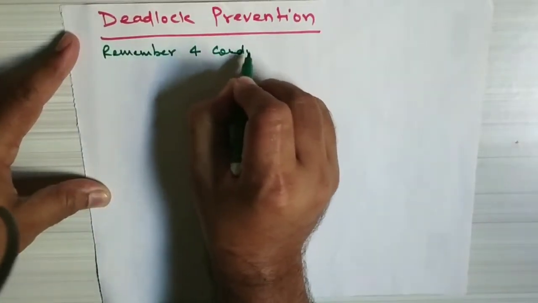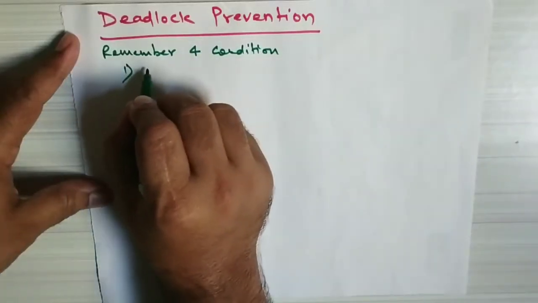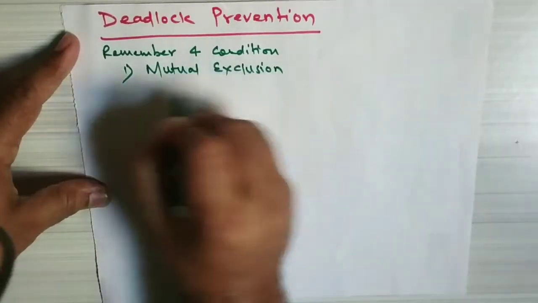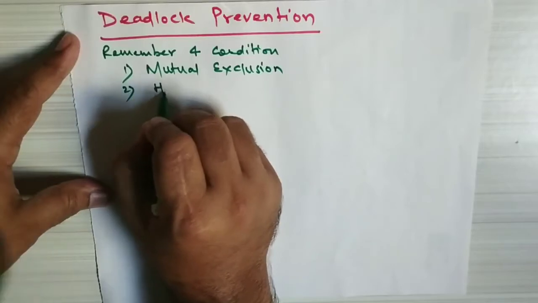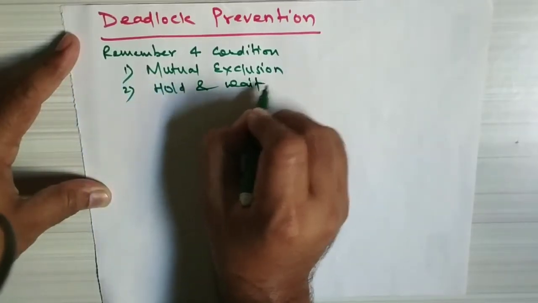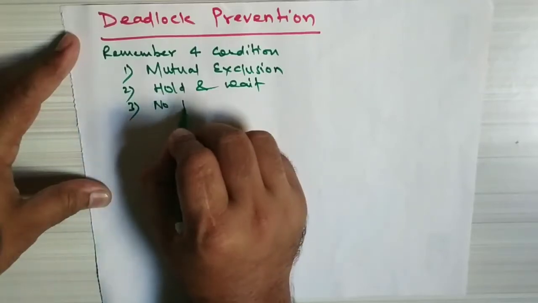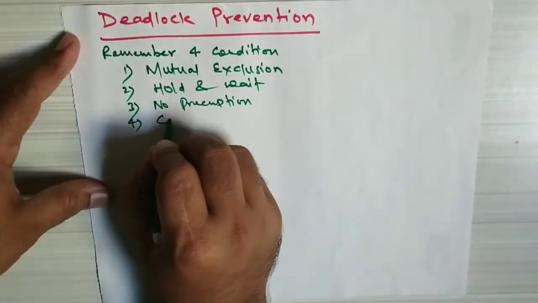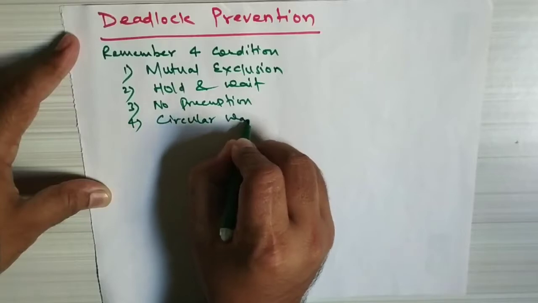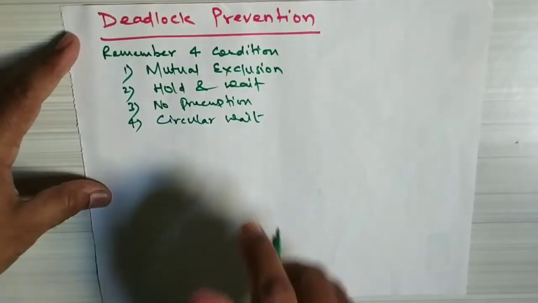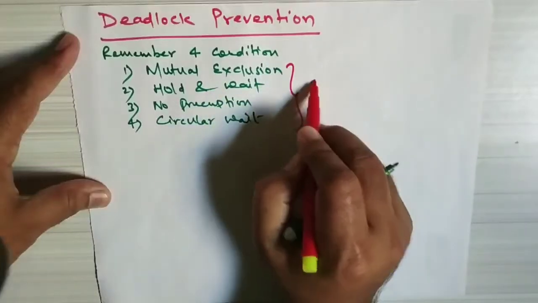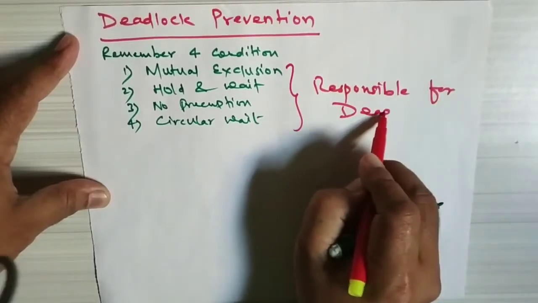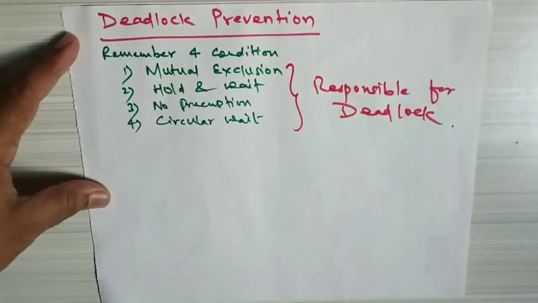Those four conditions are: first, mutual exclusion. The second was hold and wait. The third was no preemption, and the fourth was circular wait. So these are the four conditions which are responsible for deadlock.